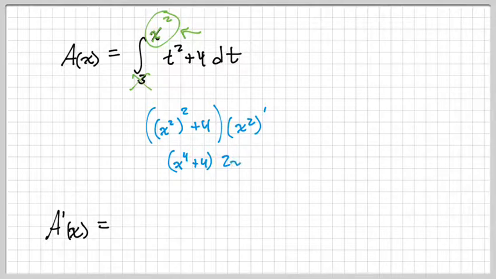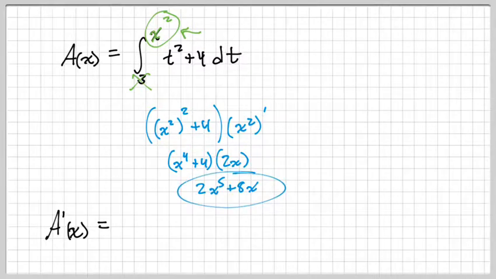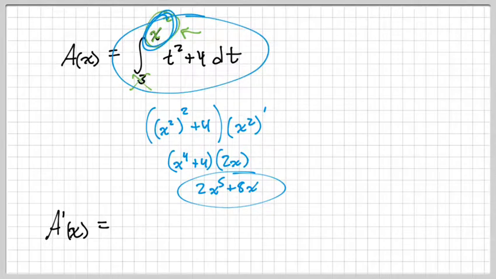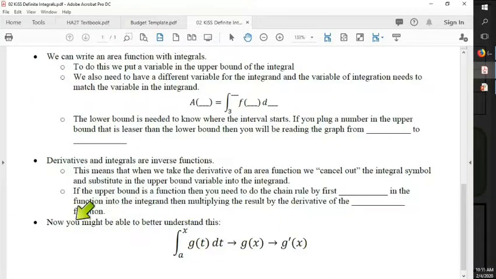Why did I make that all weird? There we go. Okay, does that make sense? Yes. Are y'all good? Yeah. Okay, so your answer is 2x to the 5th plus 8x. This is the derivative of this integral function if you have a function inside of a function, so you've got to do the chain rule. Okay, so last thing on the notes, last thing.